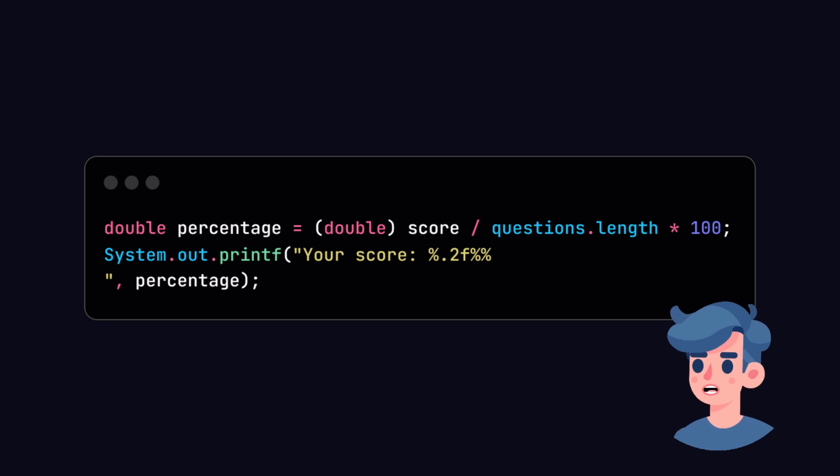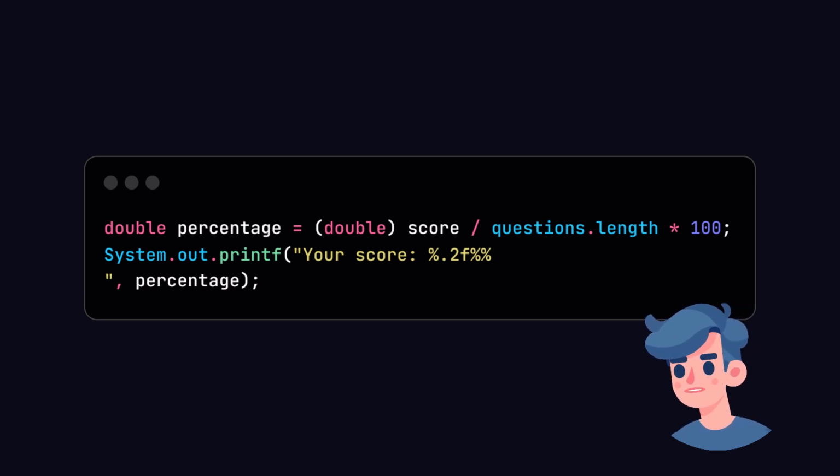Let's enhance the user experience by displaying the score as a percentage at the end. We can calculate it by dividing the score by the questions count and multiplying by 100.